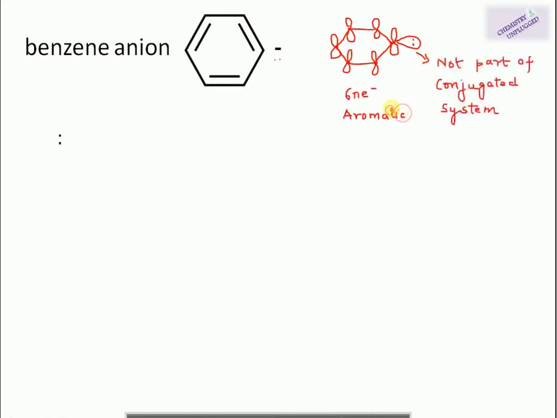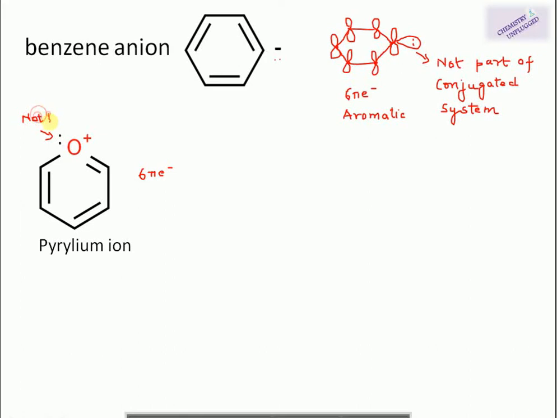Then we have another example, the pyrylium ion. We have an oxygen atom in it carrying a positive charge and one lone pair of electrons. So it has 3 pi bonds, meaning 6 pi electrons, and this additional lone pair of electrons is not in the plane of the sp2 hybridized carbon. So it is not part of the pi electron cloud. So it has 6 pi electrons, and it is an aromatic system.